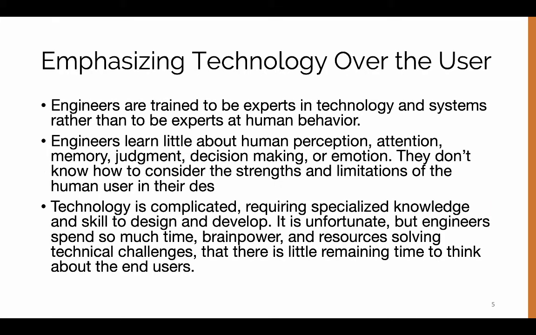Here are some other reasons for use error. One is we tend to emphasize technology over the user themselves during the design. So engineers, of course, are trained to be experts in technology and systems rather than experts in human behavior, which is one of the reasons you guys are taking this class. Engineers have a tendency to learn little about human perception, attention, memory, judgment, decision-making, or emotion, those things that really matter to human beings. They don't know how to consider the strengths and limitations of the human user in their design.